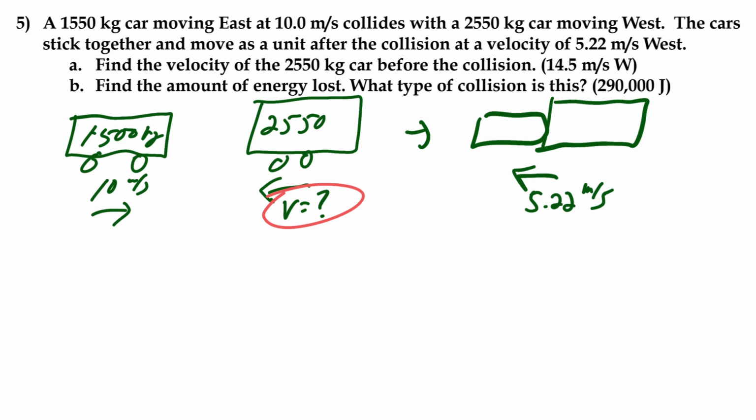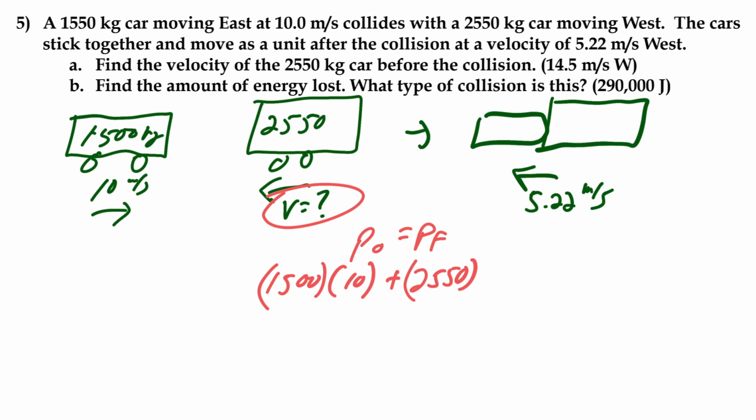Okay, but we'll solve the problem the same way. It's just our unknowns are going to be different. So for example, this first one's going to be 1500 times 10 meters per second. That's the momentum of that one. The second cart's going to be, well, we don't know the velocity, so we'll write it as 2550 times v. And then the combined, again, we're going to combine these masses all together, right?